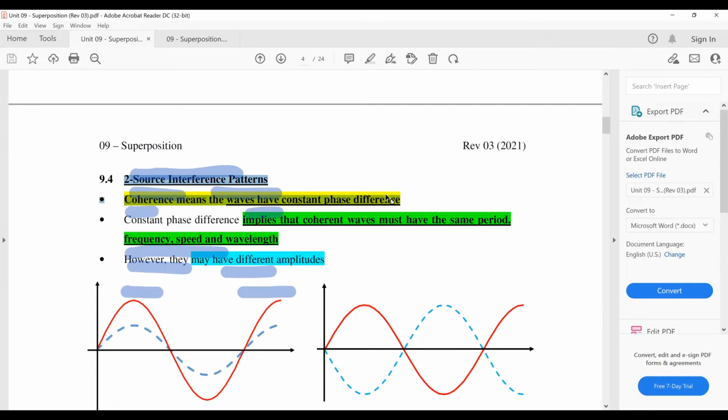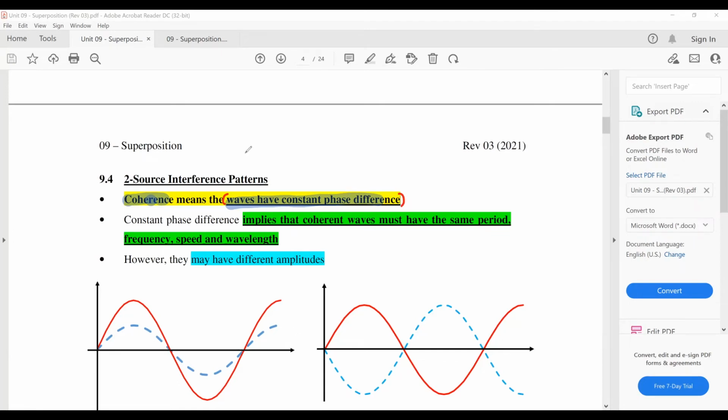Just look at page 4 of your notes which talks about 2 source interference. The first thing you need to know is what we call as coherence. Okay. So coherence is a question that they will always ask you. They will ask you to explain the term coherence. Coherence means waves have constant phase difference. Okay, this is the most important thing to know first. Whenever we ask you what is coherence between 2 waves, it means that the waves have constant phase difference.